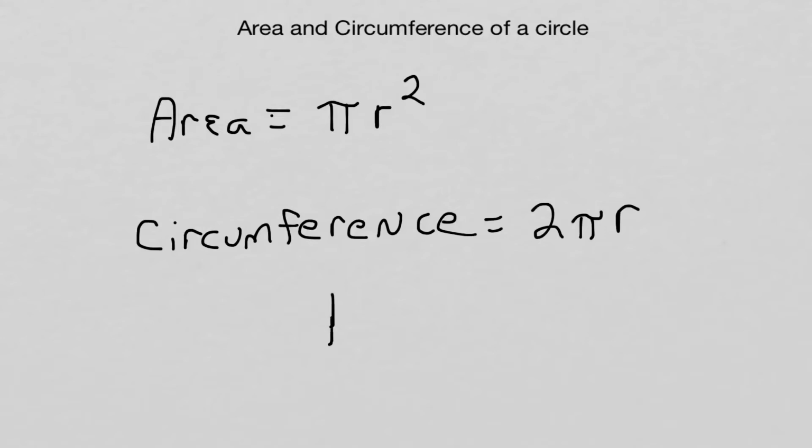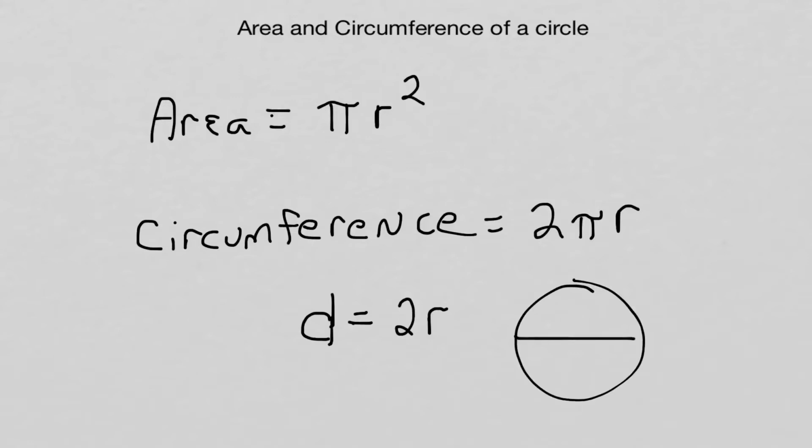You're going to be talking about a diameter a lot. The diameter is equal to 2 times the radius. A diameter is a line drawn through the middle of a circle, and it connects the two sides. So half of that is a radius, the other half is a radius. The whole thing together is a diameter.